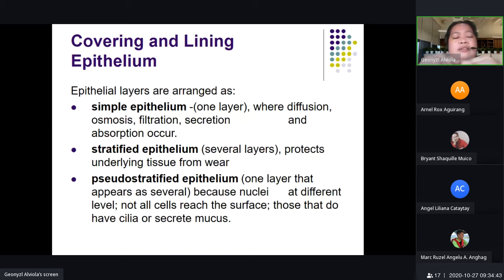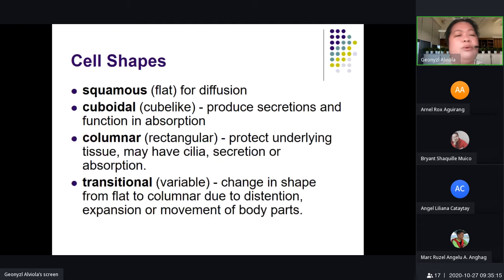But since the cells overlap with each other, it is viewed as pseudostratified. It appears to be two or three layers, but actually it is a single layer based on the attachment to the basement membrane. That is why they are called pseudostratified. They are located in specific places, which I will show you later based on microscopic tissue samples in diagrams of epithelium.